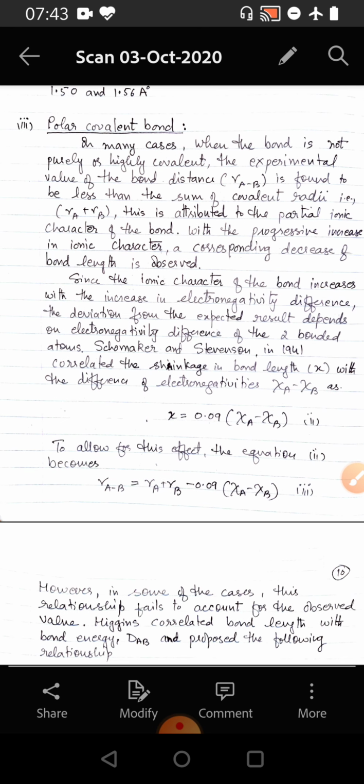Now we come to the polar covalent bond. In many cases, when the bond is not purely or highly covalent, the experimental value of the bond distance is found to be less than the sum of the covalent radii, that is Rab is less than Ra plus Rb. This is attributed to the partial ionic character of the bond. With the progressive increase in ionic character, a corresponding decrease of bond length is observed.